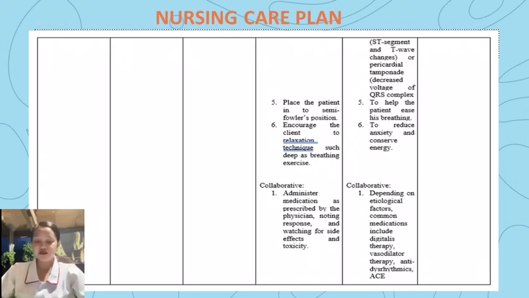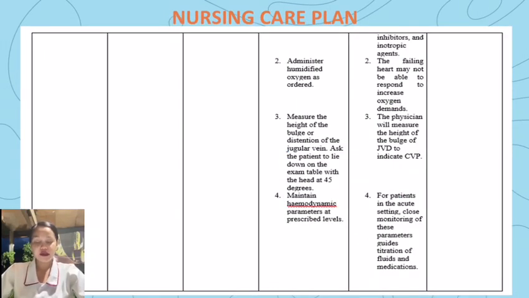And for the collaborative interventions: administer medication as prescribed by the physician, noting the response and watching for side effects and toxicity. It depends on the etiological factors, and common medications include digitalis therapy, vasodilator therapy, antidysrhythmics, ACE inhibitors, and inotropic agents. Next is administer humidified oxygen as ordered. The failing heart may not be able to respond to increased oxygen demands.